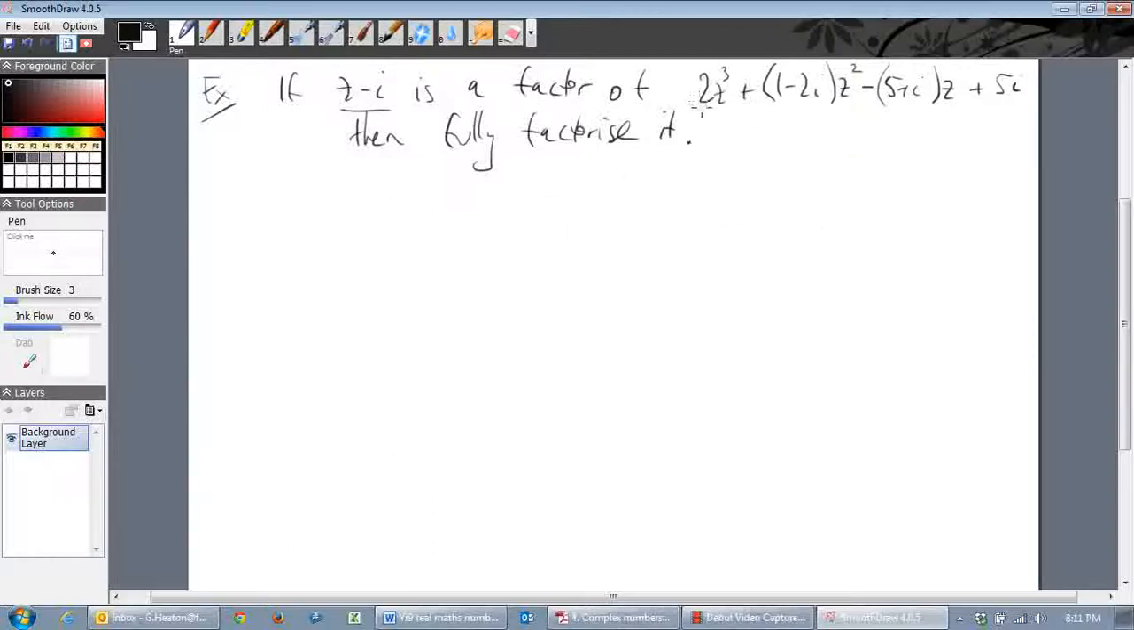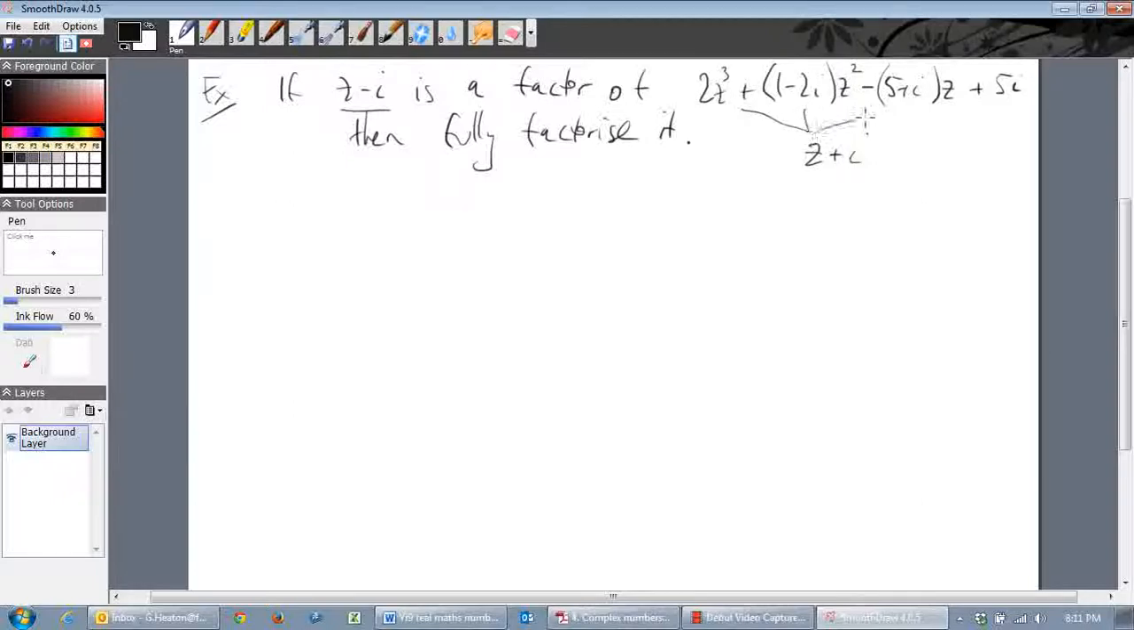Now, the only thing to do here is, hang on a sec, can we use the conjugate theorem here? In other words, can we say, well, z minus I is a factor, so can we say z plus I is a factor? Well, no, we can't.